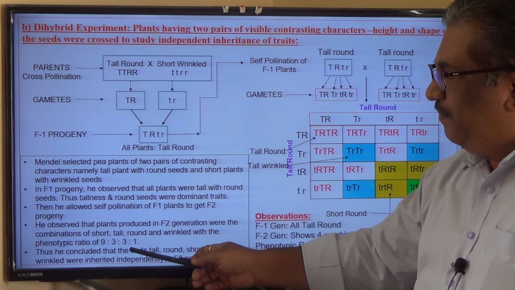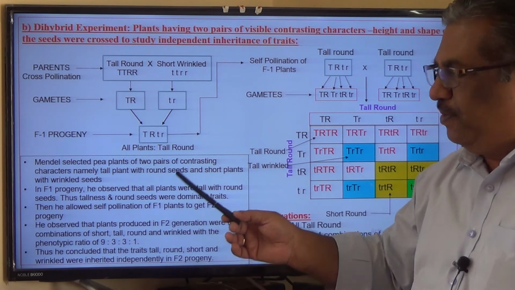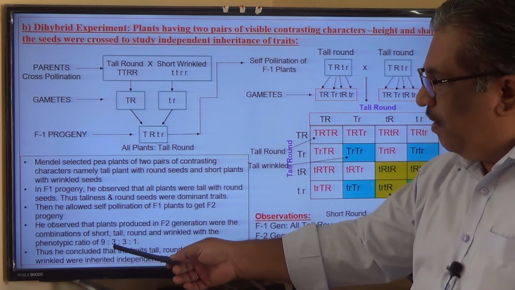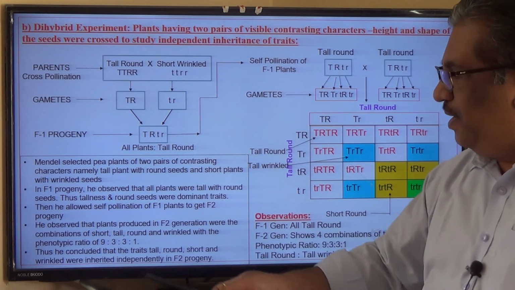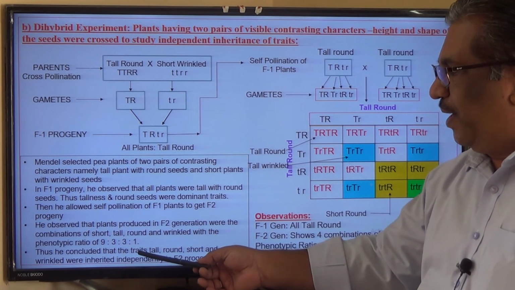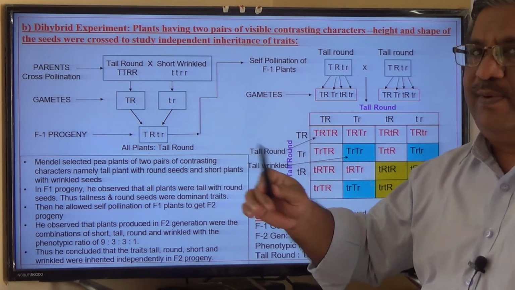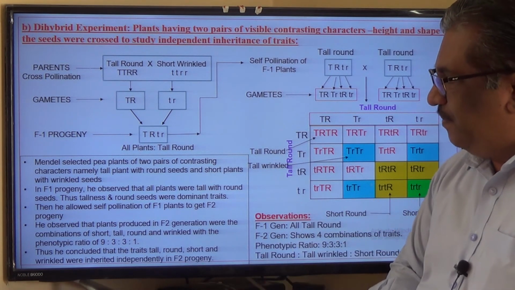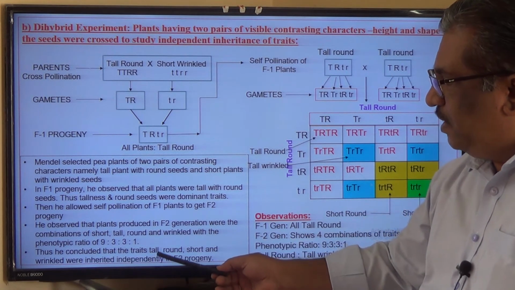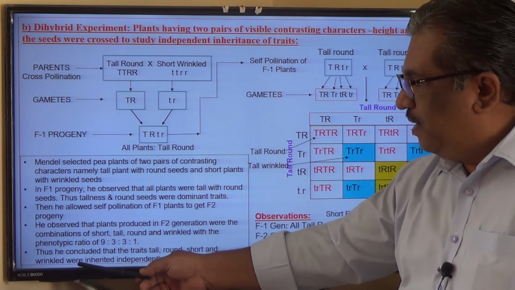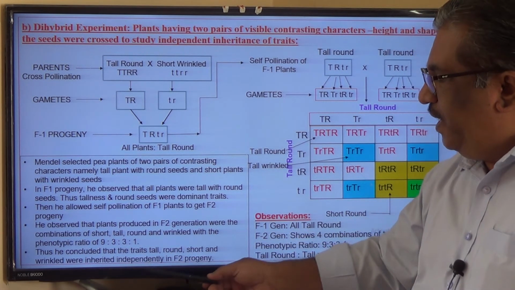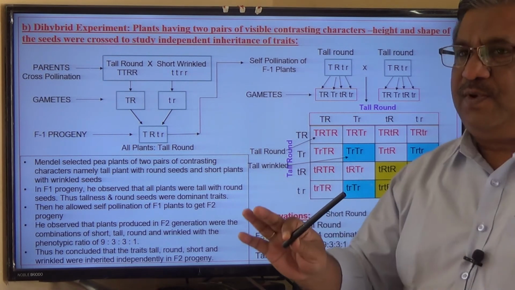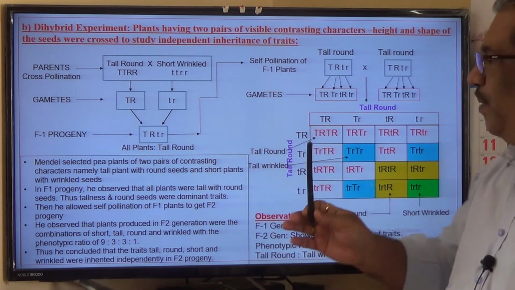But he observed that when F1 progeny plants were self-pollinated, in F2 generation, he observed the combination of traits in the ratio of 9:3:3:1. That means all these four traits were independently inherited in second generation plants. Thus he concluded that the traits tallness, roundness, shortness and wrinkled, all these were inherited independently in F2 progeny. So now let us study in terms of crossing of the plants and preparation of the Punnett square.